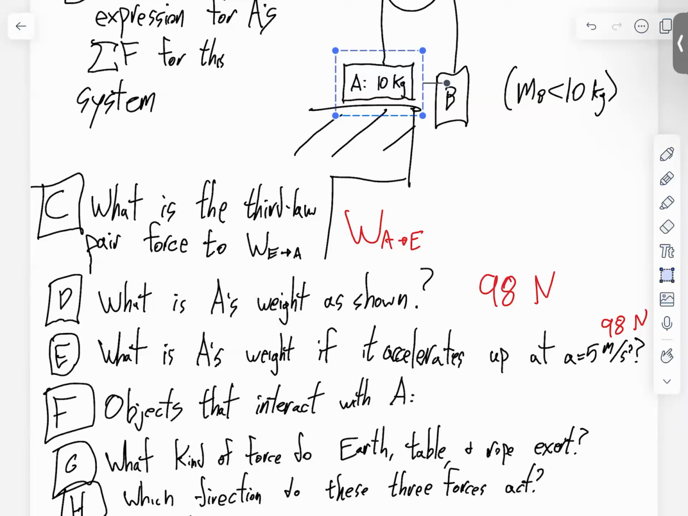Newton's third law of tension force acts on the rope. Rope pulls on A, then A pulls on rope. That is not saying that two forces act on one object. That's true. Okay. Which direction do the forces act then? Question first.